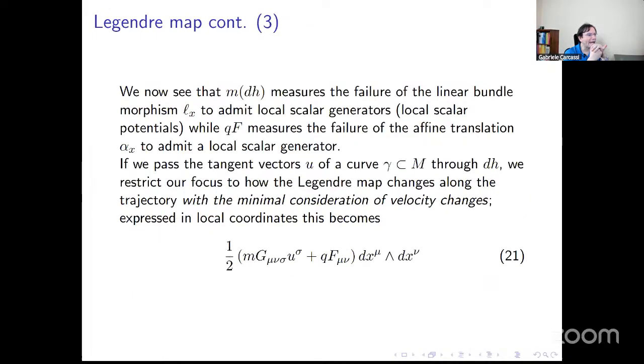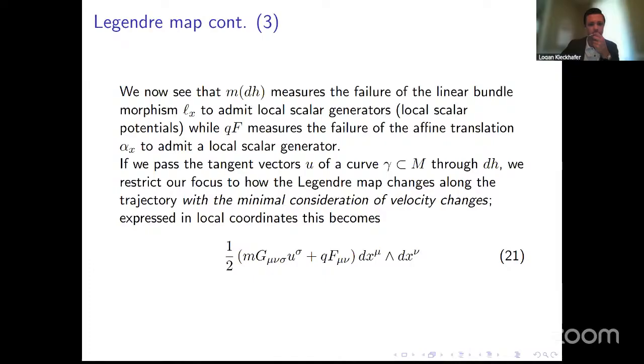I thought there was also an F, right? Yeah. Because F would just be the curvature of the electromagnetic form. While QF measures the failure of the affine translation alpha x to admit a local generator, that would be the fact that the vector potential does not come from a scalar potential? Yes. Okay.